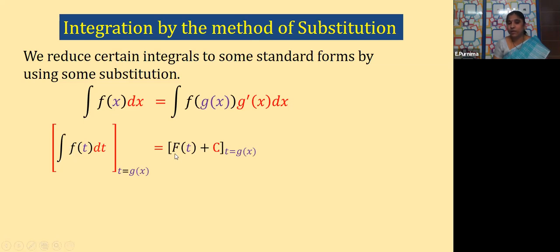Capital F. Here I am showing the difference. It is a solution part, children. F of t plus c means the solution also you get in terms of t only. Means after you get the integral in terms of t, finally the value of t is again replaced back to x with our g of x, because our g of x is nothing but our t. Understood, children? So let me see it more clearly.